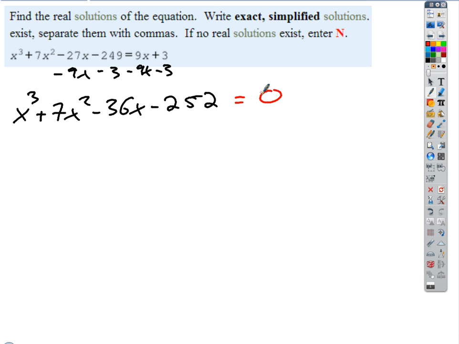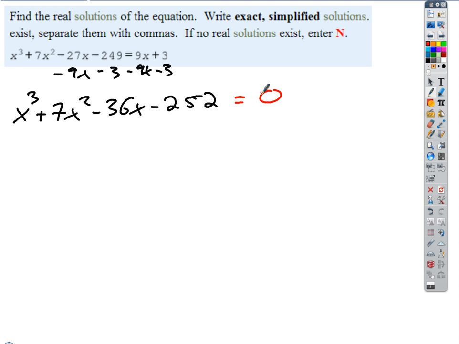Equals 0, okay? So I've got a polynomial equation in standard form. Now here's why the factoring was important, because the way we solve this is we've got to factor it a little bit, okay? So what's our strategy? I've got a 4-term polynomial that I've got to try to break apart into factors.